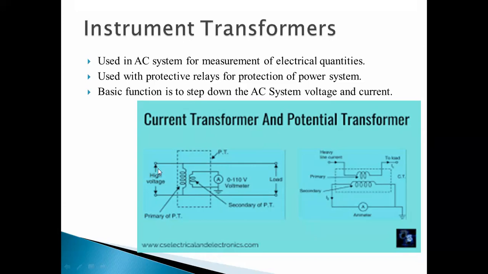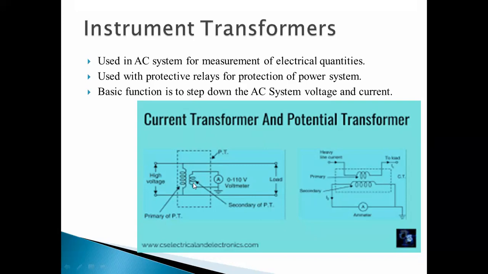Here, the construction of these transformers is shown. This is your potential transformer. We are connecting one coil in parallel here, with the primary winding and secondary winding, and here we are using one voltmeter, which is measuring that higher voltage, which is not directly measurable.